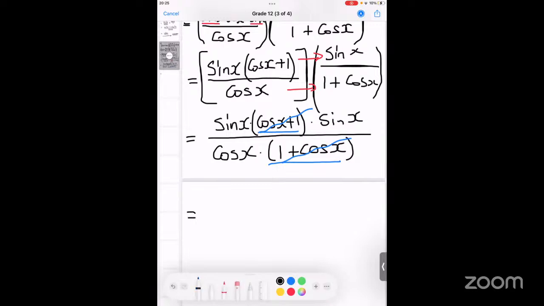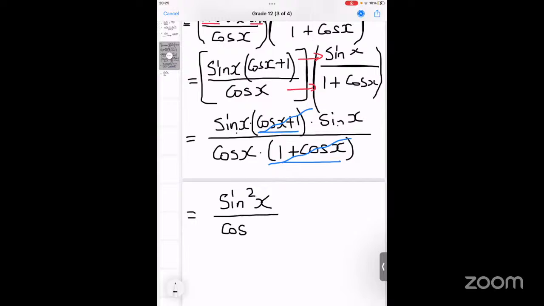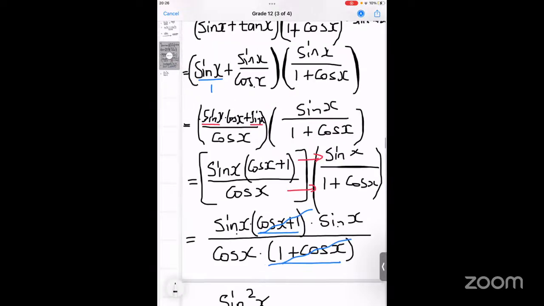And then you have sine, which is then multiplying with sine. Do you agree it's going to be sine squared x? Yes. Over cos, divided by what? cos x. Over cos x, yes. So is it the same as the right-hand side, or do we still need to work out the right-hand side? We still need to work out the right-hand side.